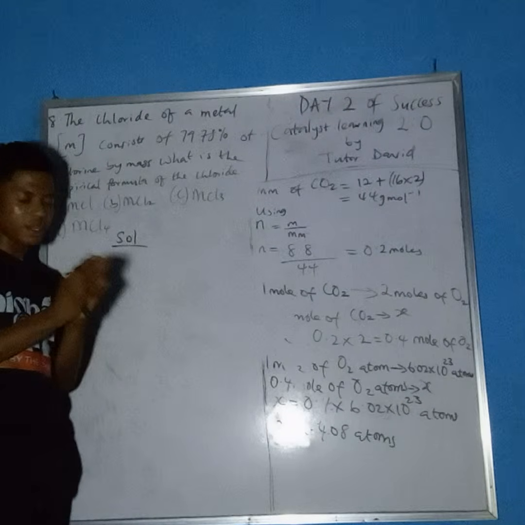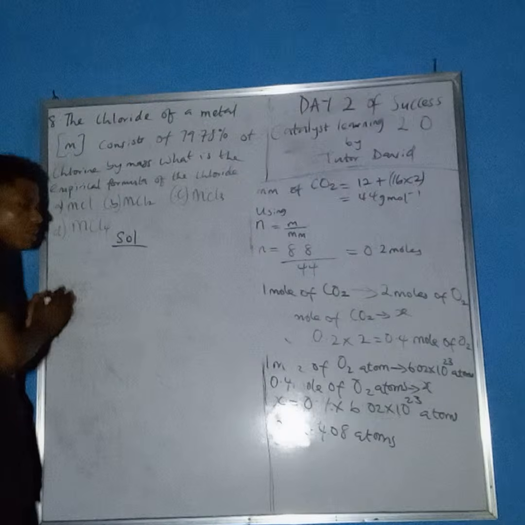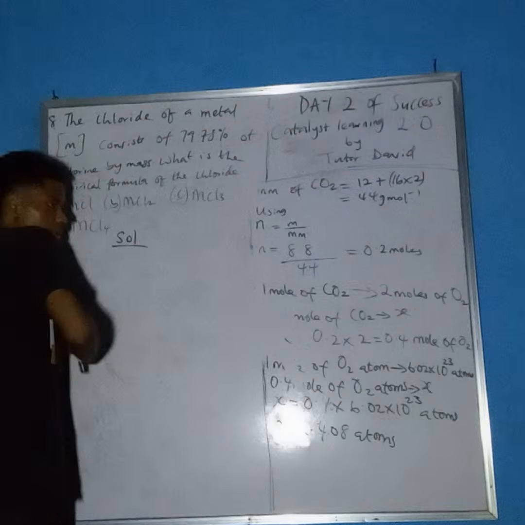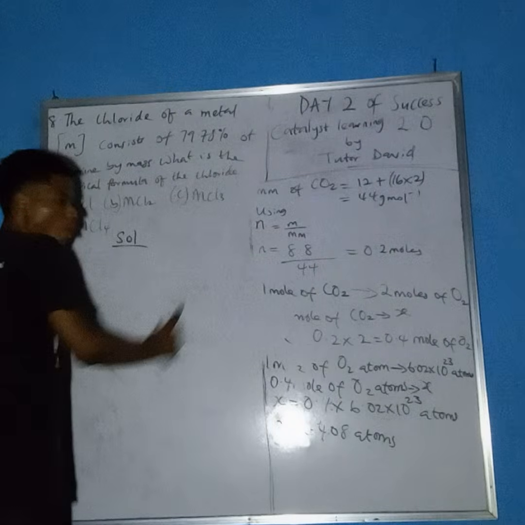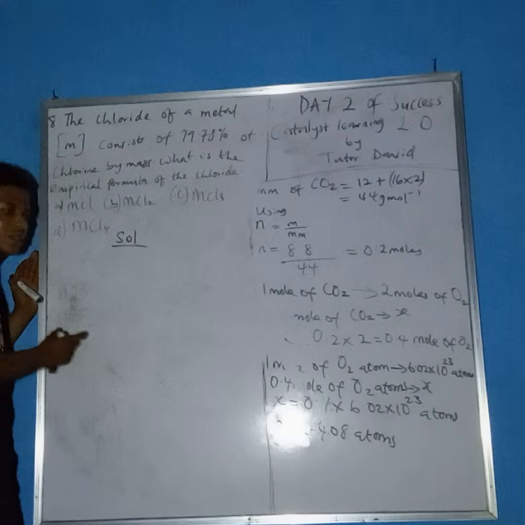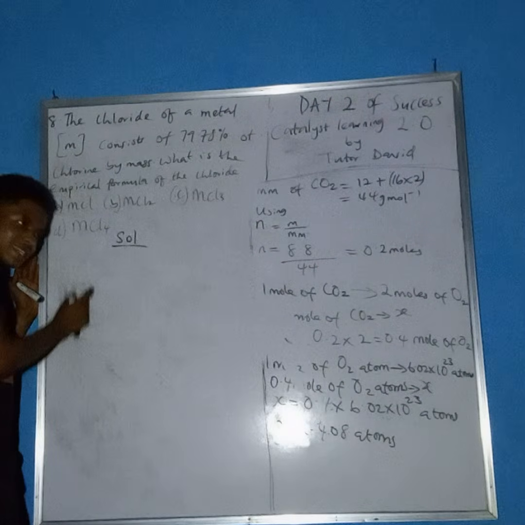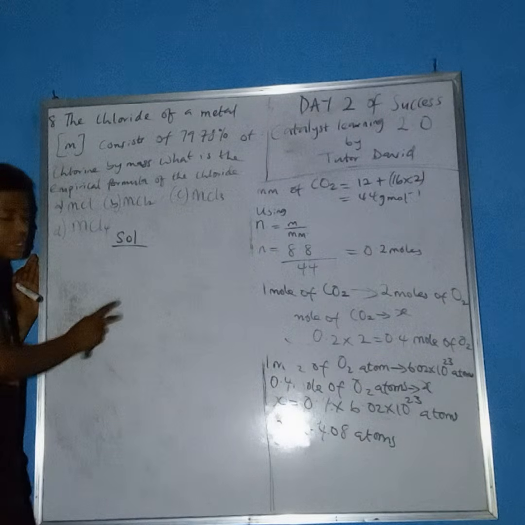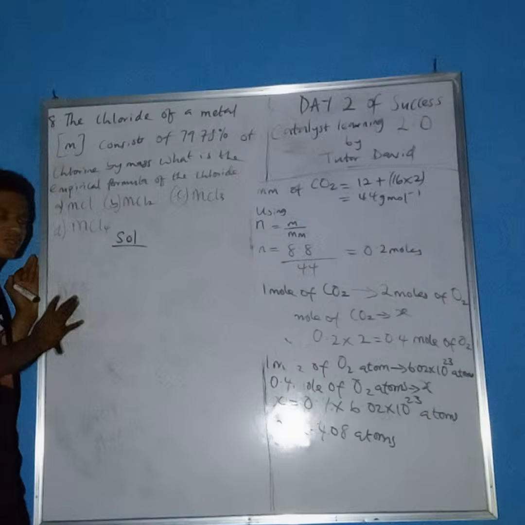The empirical formula will just tell you the ratio of a particular element to another element in a particular compound. But the molecular formula will tell us the exact number of moles of each of these elements in the compound. So that's the difference. All that grammar you read from your textbook, no too much talk, right?